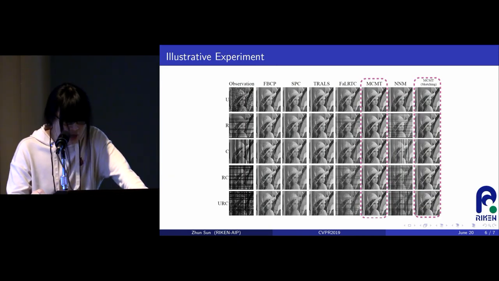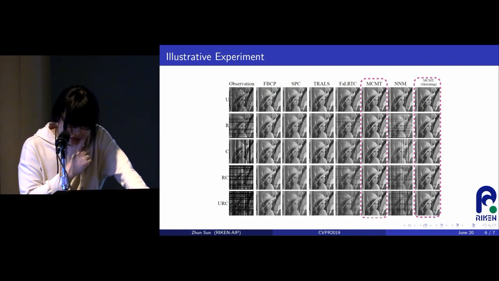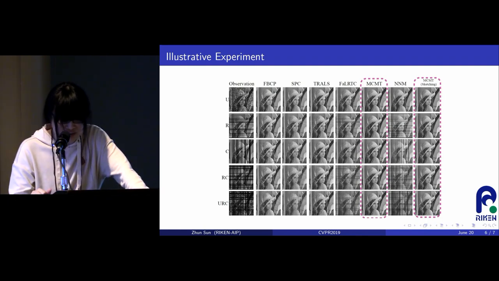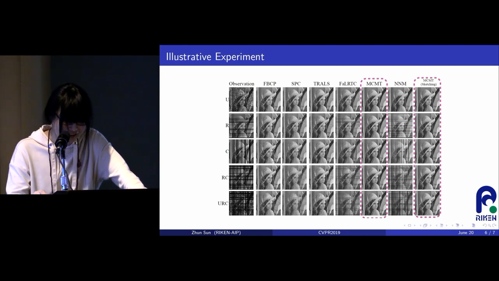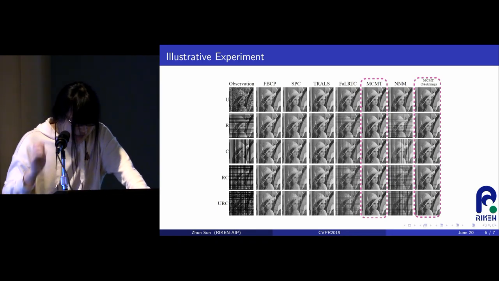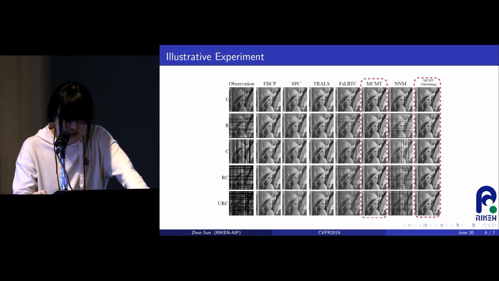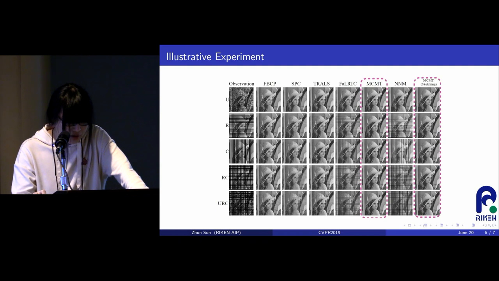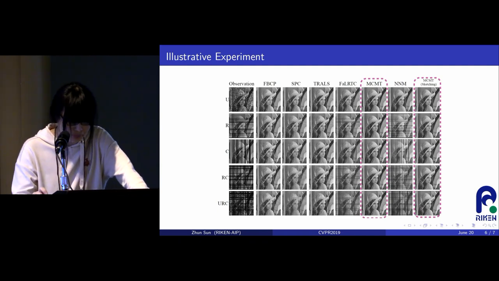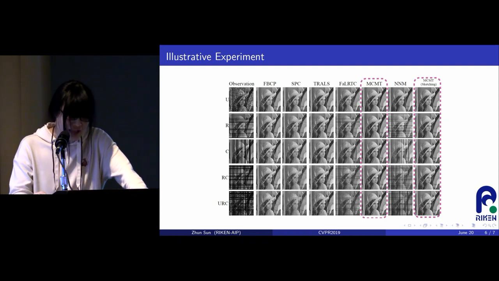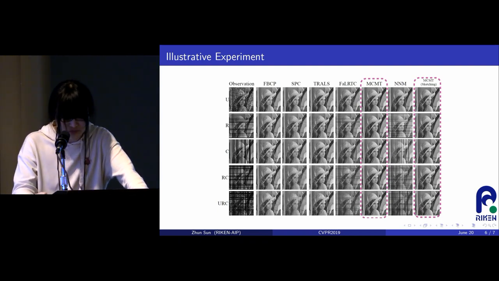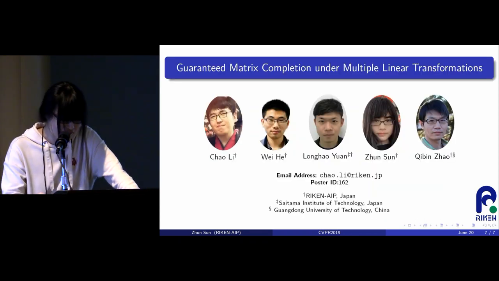So at last, we would like to briefly demonstrate the effectiveness of the new MCMT model by completing a simple linear image. Here is the observed image, which has many missing rows and columns. Here we employ differential operators, which of course can be represented by linear transformations, on the observed data. You can see that our method clearly outperformed other matrix completion methods.